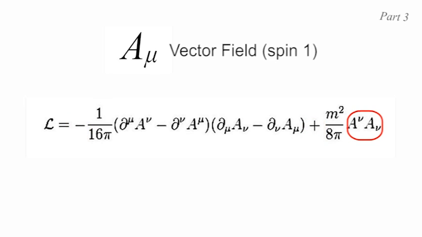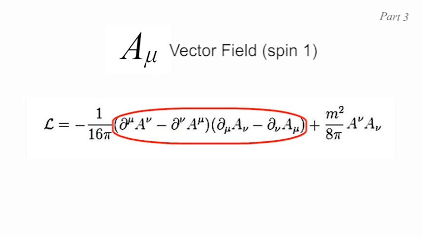There's a term with the field vector A squared. Remember, A is the usual symbol for the vector field, and it's multiplied by mass squared, just as before. We can surely identify that as the potential energy term. There's also a rather fussy-looking pair of subtracted derivatives which are multiplied together, effectively the derivative squared. So we also have a kind of kinetic energy term.